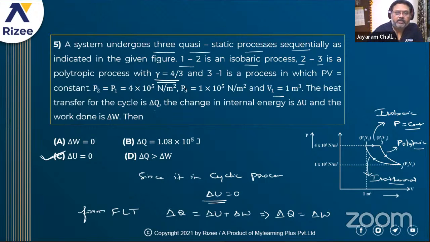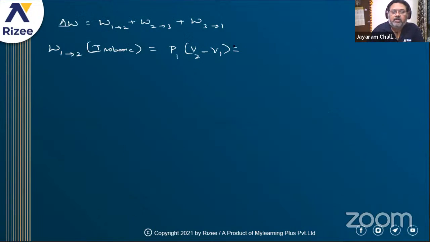Okay, so I'll just write down this information here. This is 4 into 10 to the power of 5. We don't have the V2, but V1 is equal to 1 meter cube he has given. We don't have the V2 value. So that is the first problem, first issue. Now coming to the second part of this one, I'll be substituting here V2 minus 1. So we'll be solving it later.